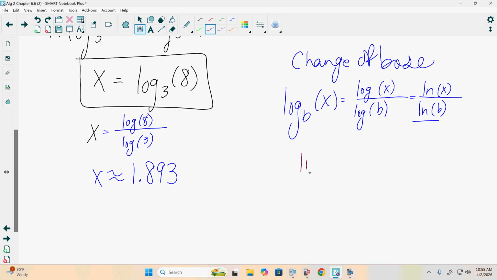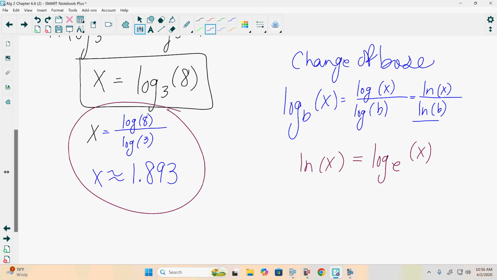Realistically, the natural log of x is equivalent to log base e of x. So instead of writing it as log base e of x, we just say natural log of x. Good question. Questions on this here? We ready for the next one?